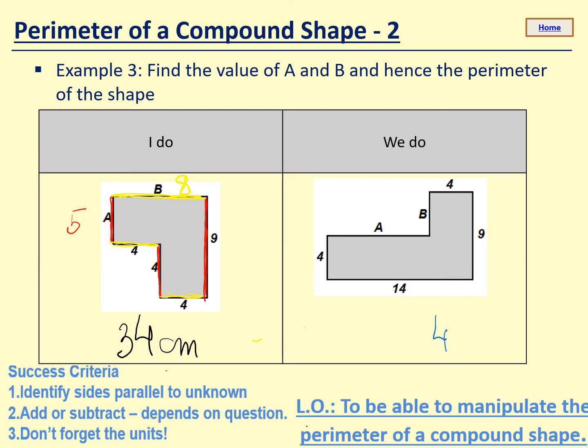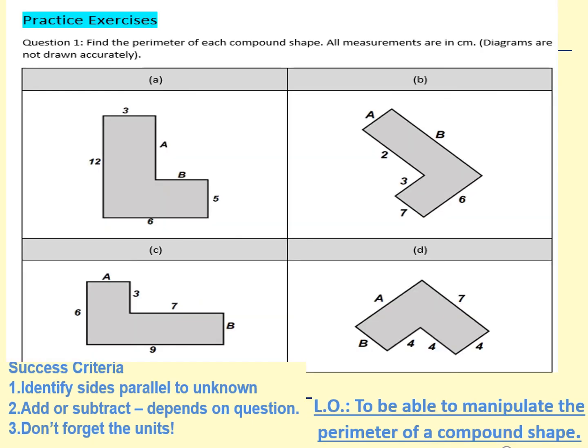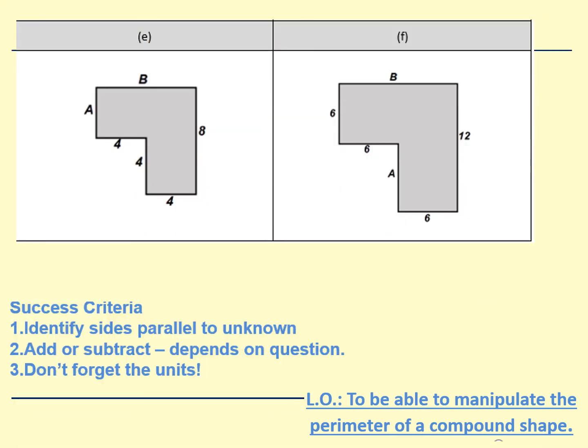If you have 46 centimeters, well done. You know how to manipulate perimeter of a compound shape. Right, so now, just to consolidate your knowledge, do some practice exercises. Pause this video and attempt these 4 questions. And in here, you've got 2 more, a little bit harder, a little bit more challenging. So pause this video and try to answer these 2 as well.